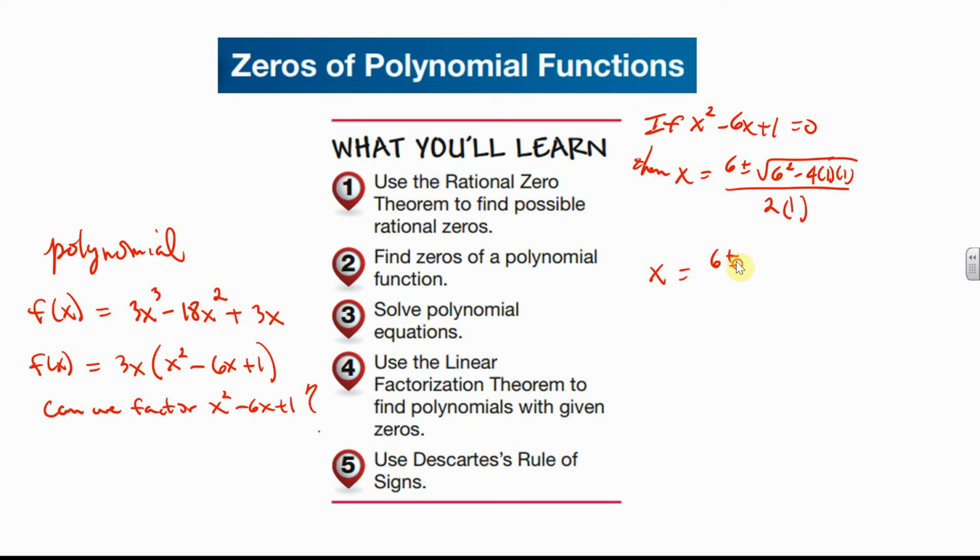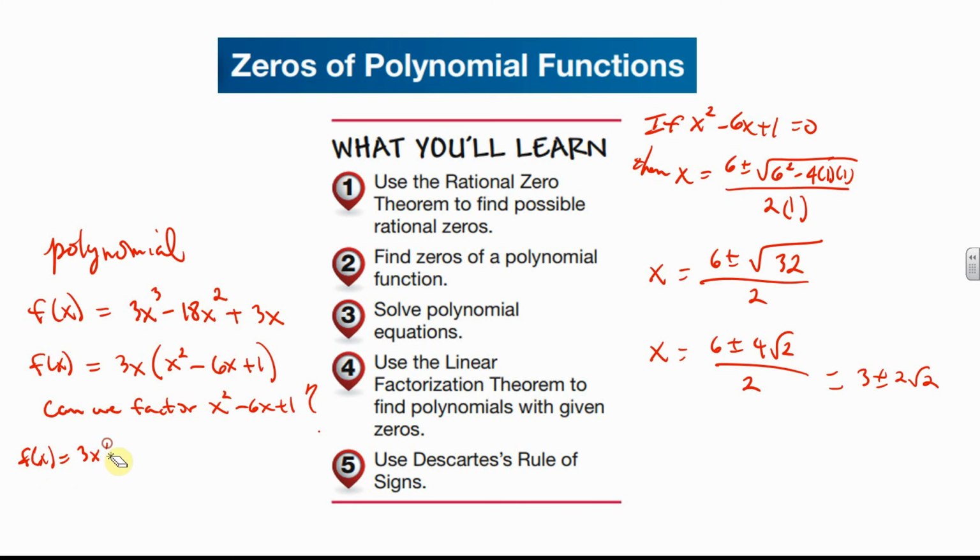So we get here x is equal to 6 plus or minus the square root of, here this is 36 minus 4, 32, all over 2. So we get x is equal to 6 plus or minus, looks like we can pull out, what is that, 16 times 2, so that's 4 times the square root of 2, all over 2. And that gives us 3 plus or minus 2 times the square root of 2. So we come back over here, we say that f of x is equal to 3x times x minus 3 minus 2 times the square root of 2, times x minus 3 plus 2 times the square root of 2.